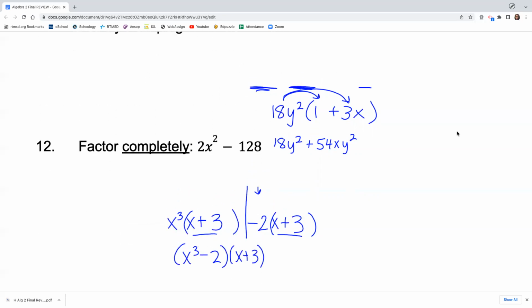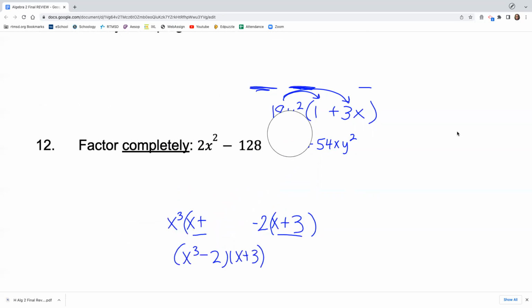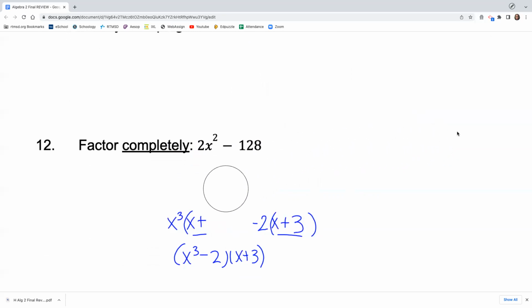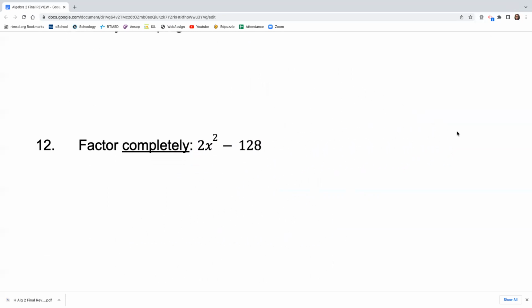And then number 12, factor completely. Sometimes factoring requires you to do more than one step. So every time you complete a problem, you should always ask yourself, can I do more? The first thing you can do is pull out a greatest common factor of 2 from both of these terms, and you're left with x squared minus 64.